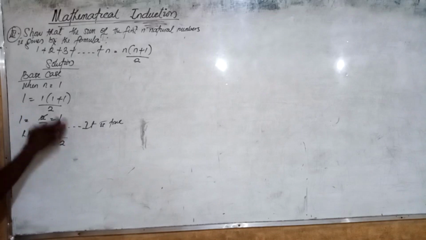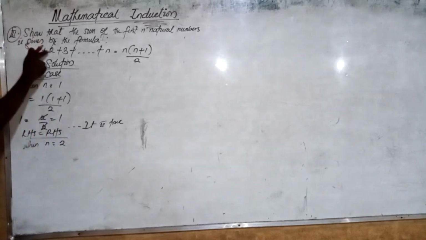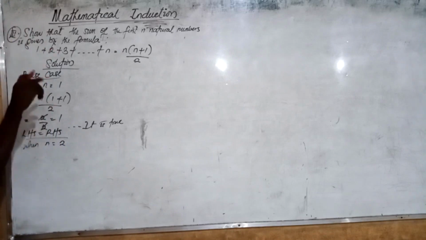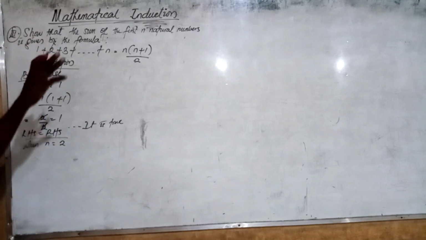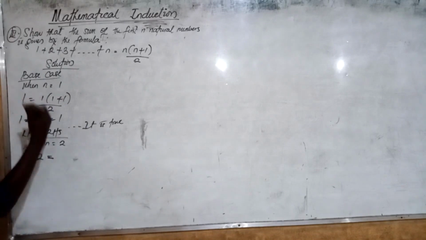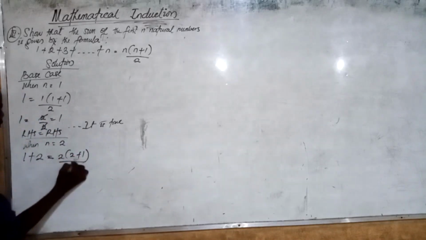So since n is now equal to 2, it should be the sum of the first item before 2 and 2 itself. That will balance both sides, because it is the sum that is equal to that formula. Alright, so it means that 1 plus 2 will be equal to, since our n is now 2, 2 into brackets 2 plus 1 all over 2.